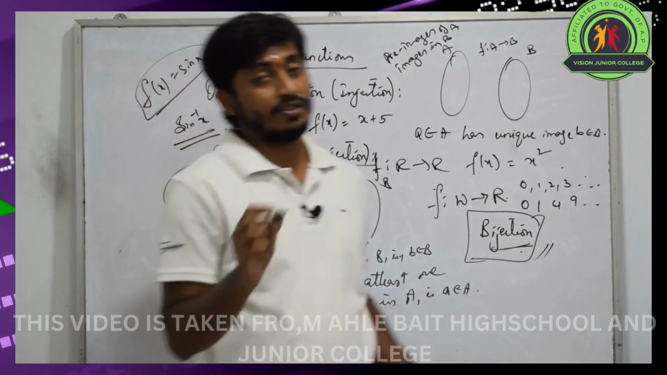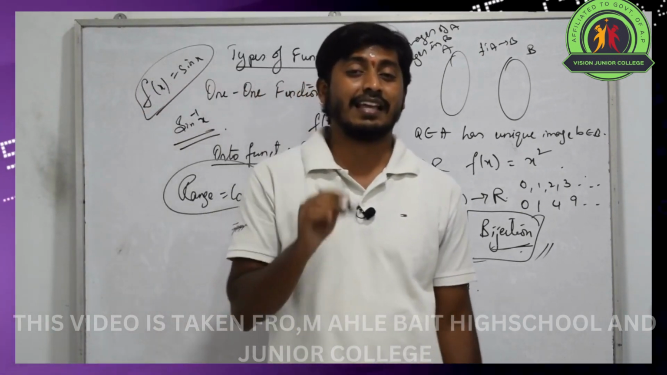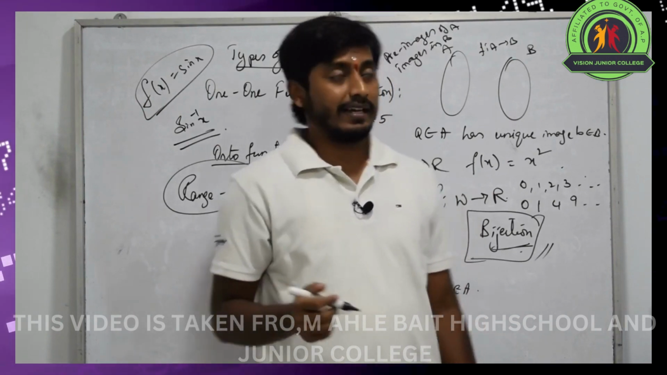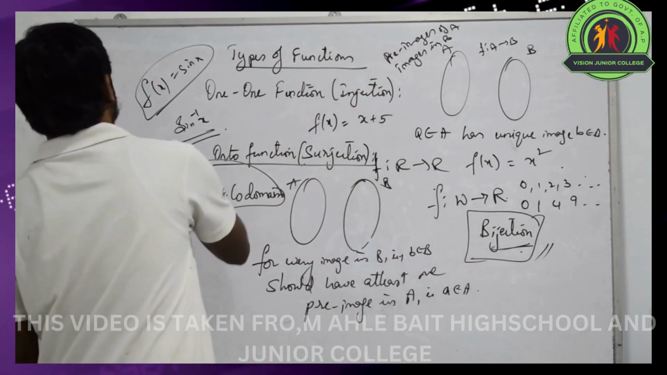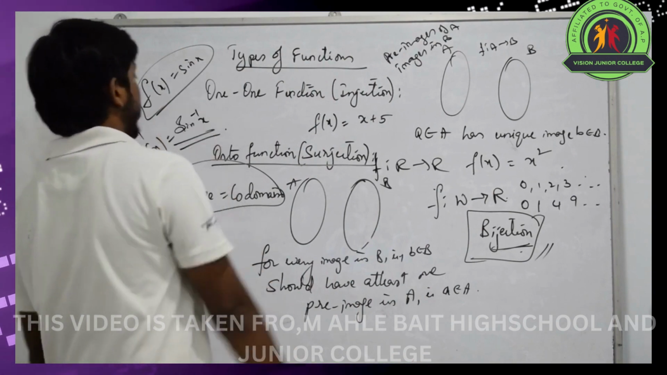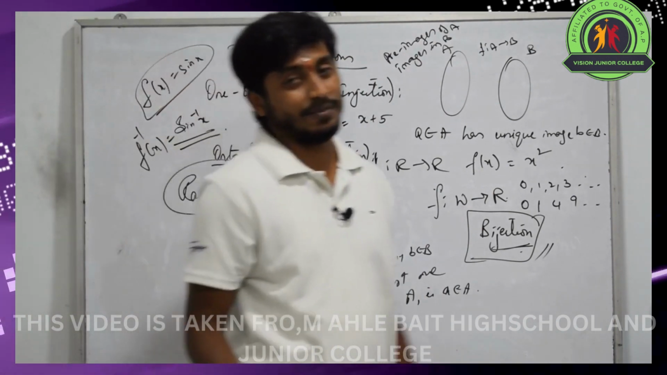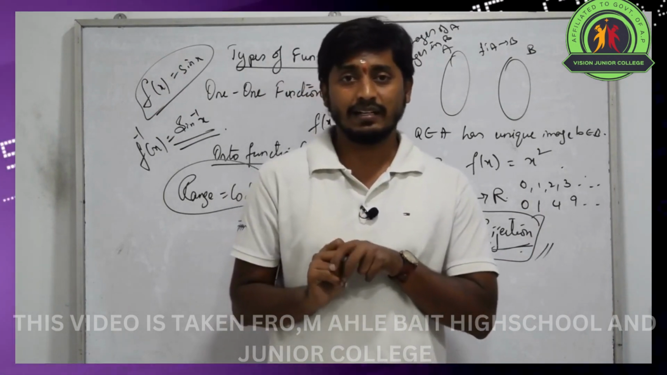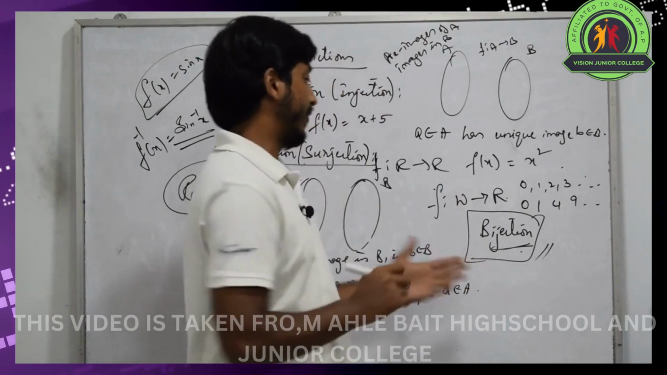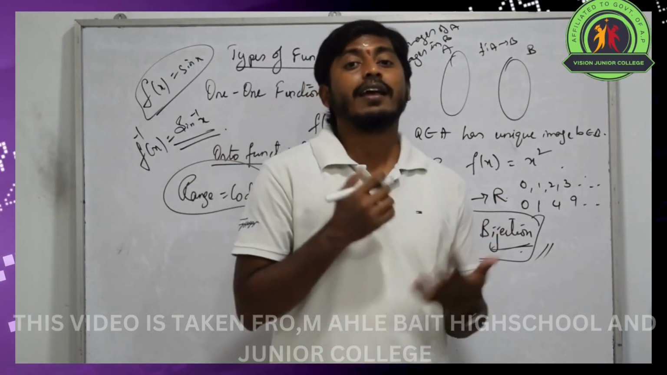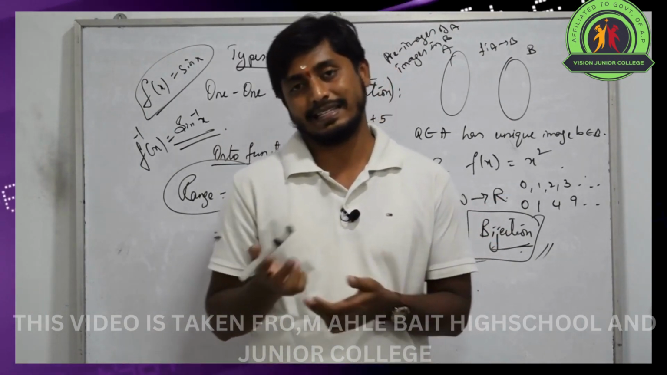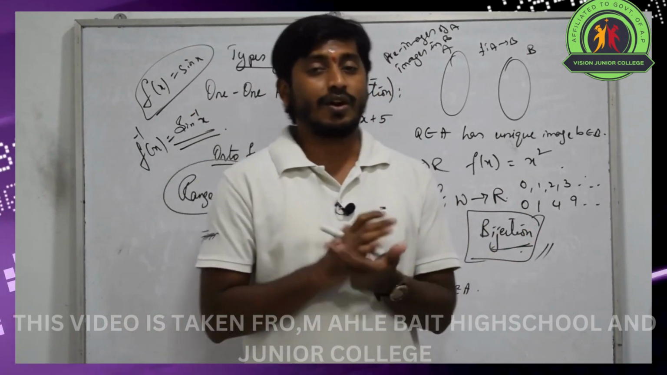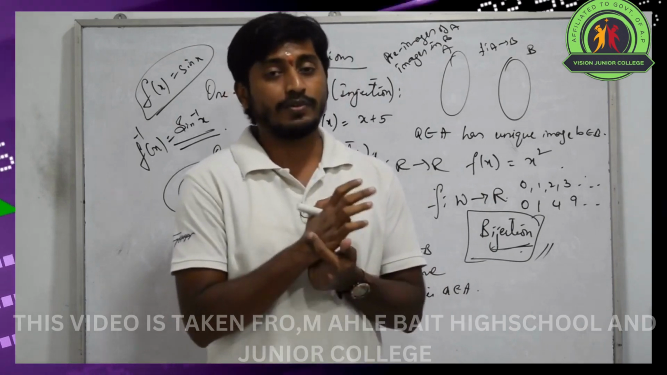Clear? Sin inverse is not just 1 by sin. Sin inverse itself is a function. Is it clear? That is nothing but f inverse x, which is sin inverse x. It always exists because sin x is a bijection. Did you understand? If a function is a bijection, then its inverse exists. Clear? Fine.